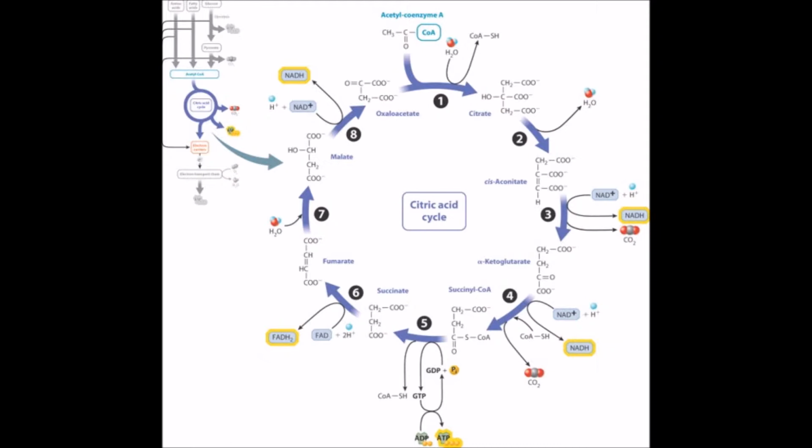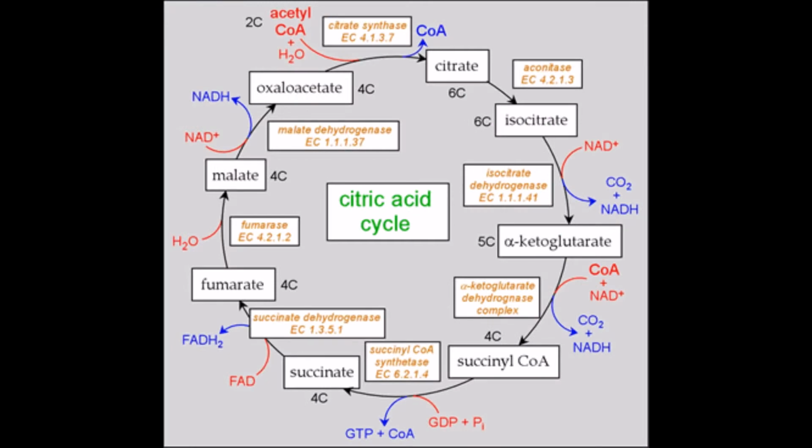The second enzyme is known as aconitase, which produces cis-aconitate from citrate. The third enzyme is again aconitase, which produces isocitrate. Then next we have isocitrate dehydrogenase, which produces NADH and releases a carbon as CO2. The next enzyme is the alpha-ketoglutarate dehydrogenase complex, which produces the second NADH in the conversion to succinyl-CoA.